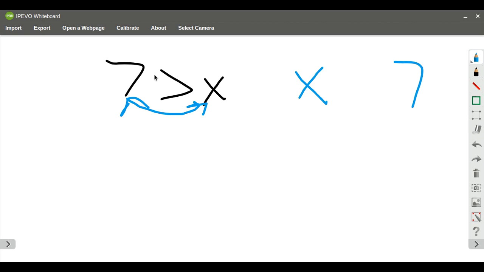Now, with my inequality symbol, I just need to flip it. So 7 greater than x is equal to x less than 7. I can reverse my inequality as long as I flip my symbol around too, and that will make it easier to graph. So the solution that I'm going to graph is true for 7 greater than x and x less than 7. So again, draw my number line.